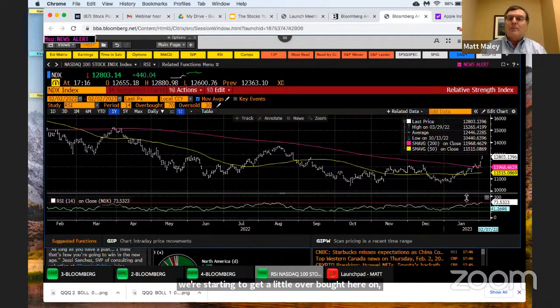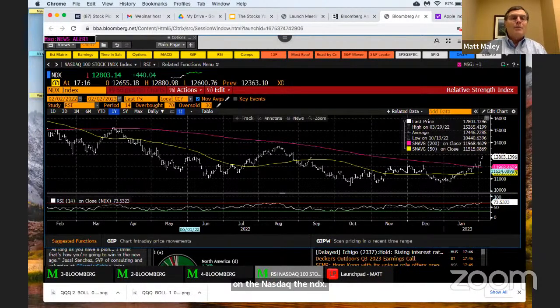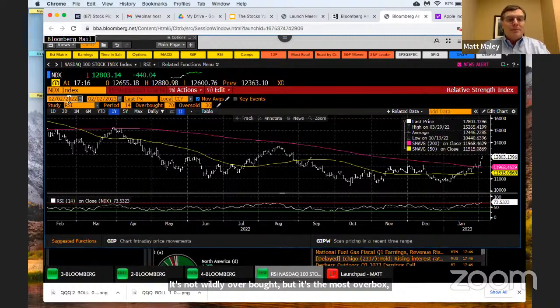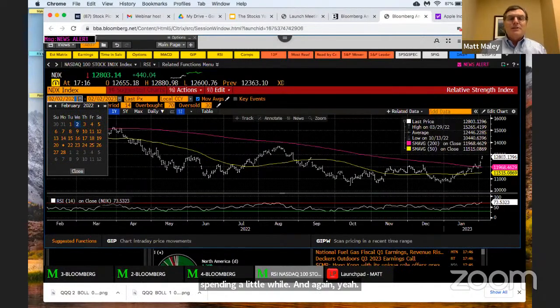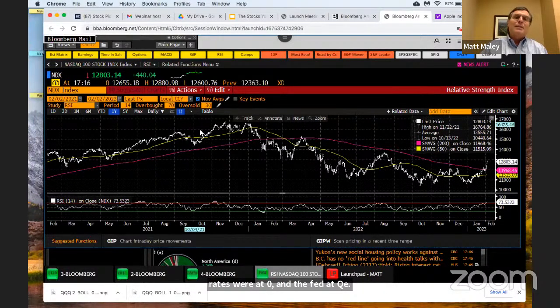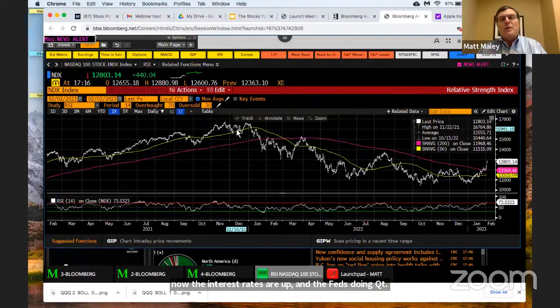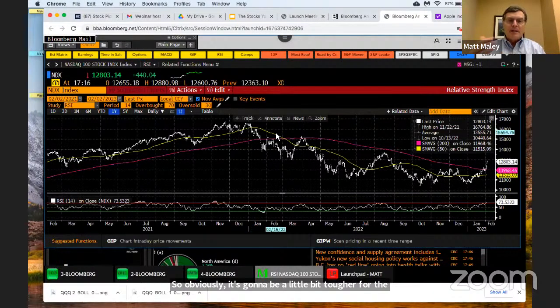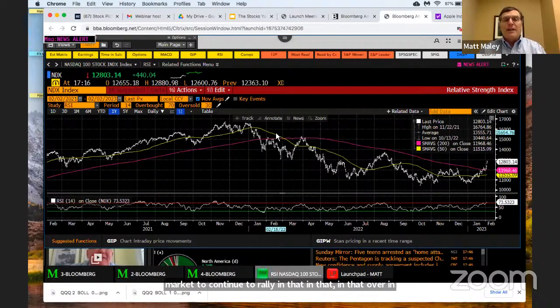It's not wildly overbought, but it's the most overbought it's been in a little while. And again, it got more overbought in 2021, but in 2021, interest rates were at zero and the Fed had QE. And now the interest rates are up and the Fed's doing QT. So obviously, it's going to be a little bit tougher for the market to continue to rally in an overbought condition, even though the Fed is talking about pausing. They're not talking about doing QE or taking interest rates back down to zero.